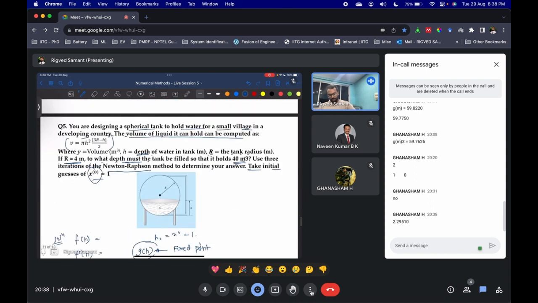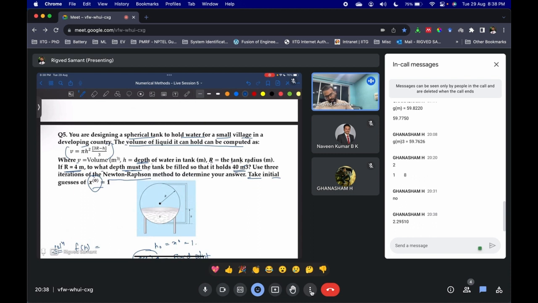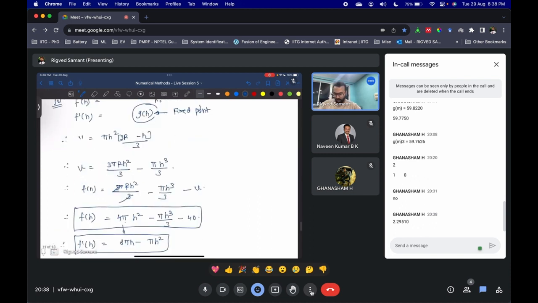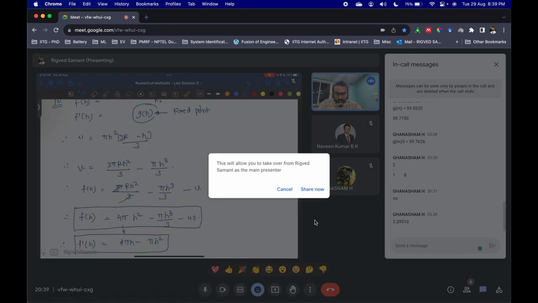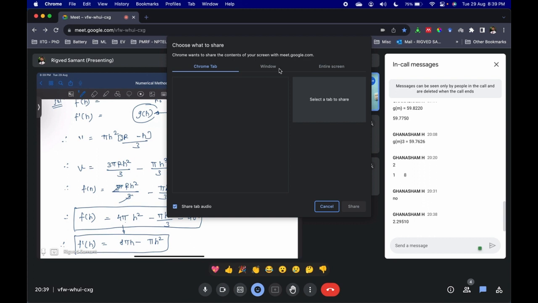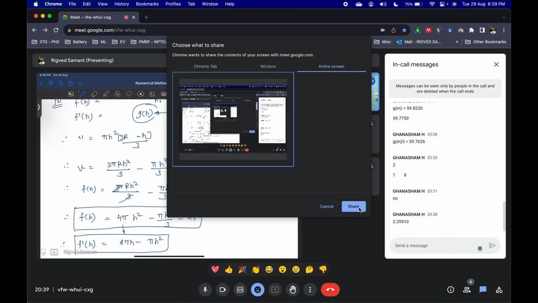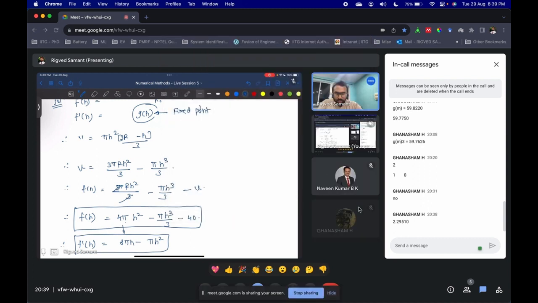It has asked you to determine the answer only, so you can do it at your own pace at home. I'll just show you the Excel sheet from where you can get a hang of it. So entire screen again. Okay.